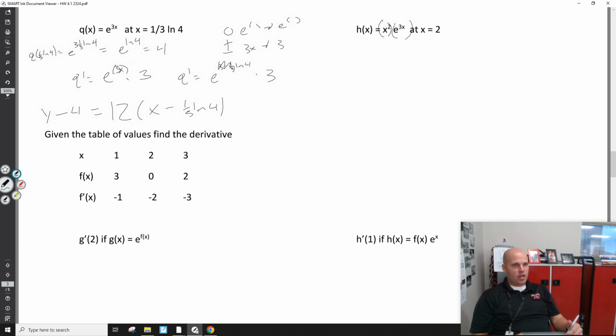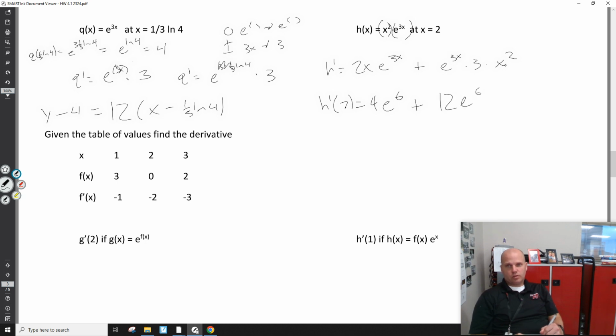Product and chain, we already know the derivative of e to the 3x is e to 3x times 3. So I'm not going to show the O and I step again. Derivative of the first times the second, plus the derivative of the second times the first. Plugging in 2, I get 4 e to the 6 plus 12 e to the 6, 3 times 4, giving me 16 e to the 6. If I plug in 2 into h, I get 4 e to the 6. So I got y minus my y equals my m, x minus 2.